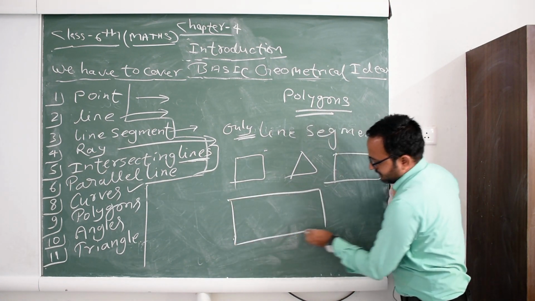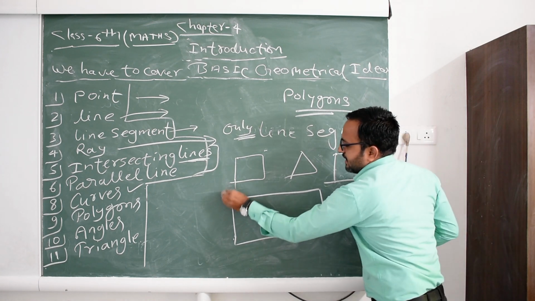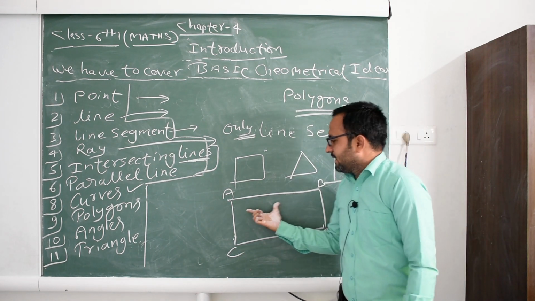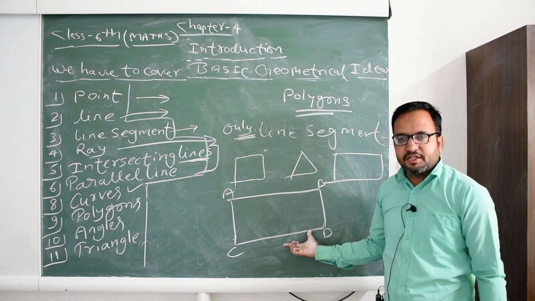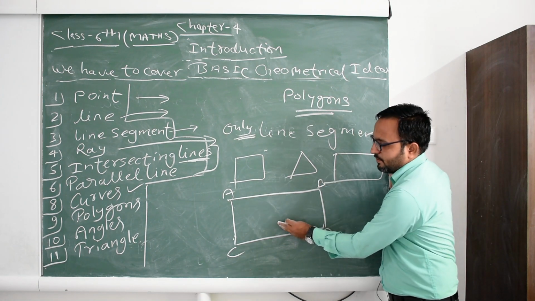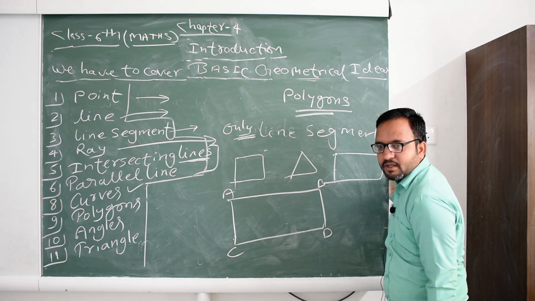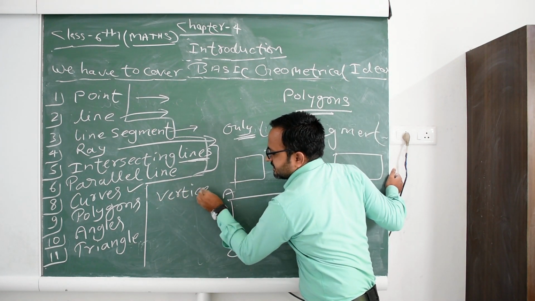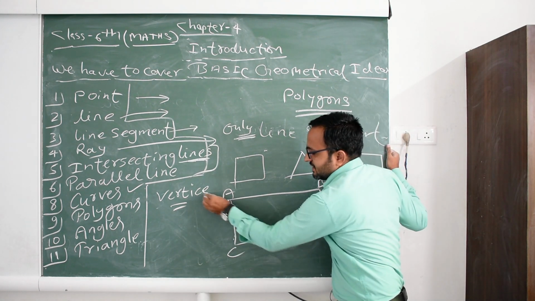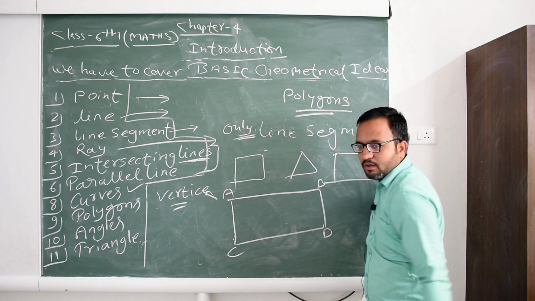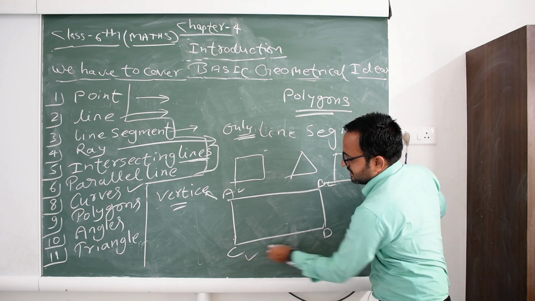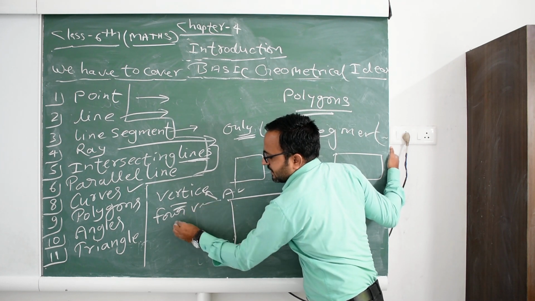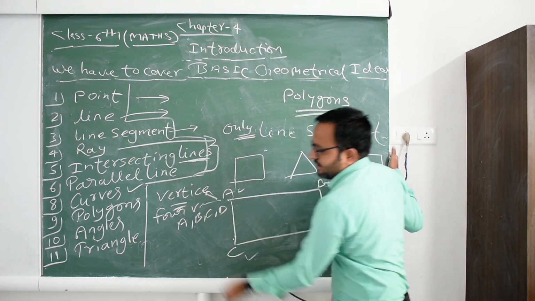suppose this is a rectangle. Rectangle A, B, C and D. Because it is made up of line segments, this is a polygon. In this diagram we discuss vertices. What are vertices? Vertices means corners. So the corners are A, B, C and D. How many vertices? 4 vertices, A, B, C and D.